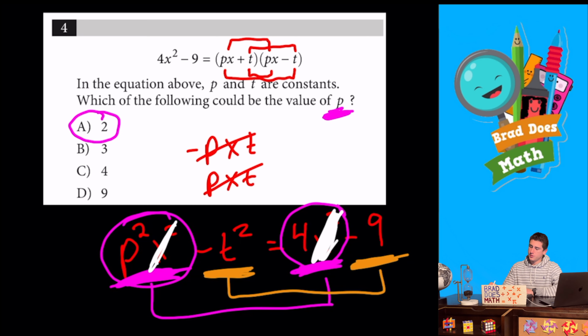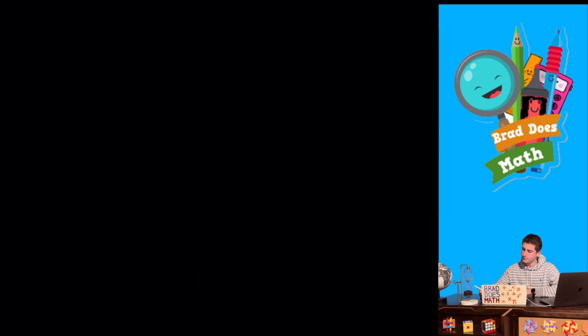Now, just so we know which of the following could be the value of p, they say that because there are multiple values of p. P could also equal negative 2, but of course that's not an answer choice. But just saying something squared, we have two values.